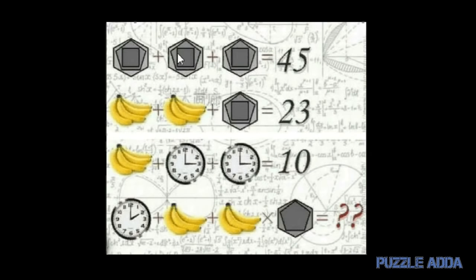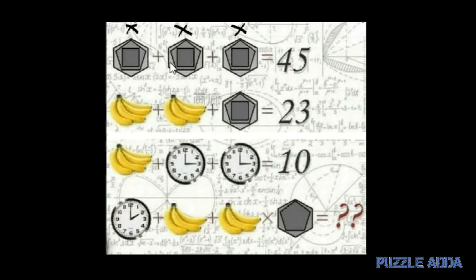So here's the solution to this puzzle. In the first equation, we can consider this figure and this figure as x. So we have x. Again, we can consider this figure as x, and this figure is also considered as x. So we have x plus x plus x, which is equal to 45.